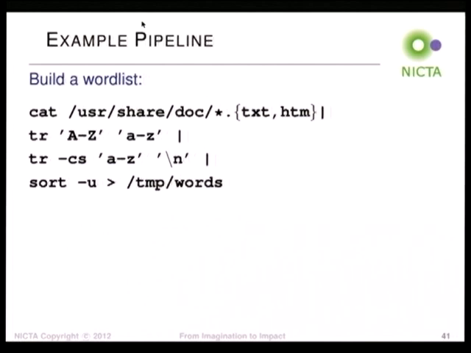The next one, the C says complement the set. S says squash the set. So the effect of that is to change anything that isn't an A to Z into a new line. So the tr works on two sets of the same size. What happens if I do, for example, tr A-Z into A-I? It used to be a syntax error for the tr. I think it actually does something more sensible now, but I can't remember what it actually does.